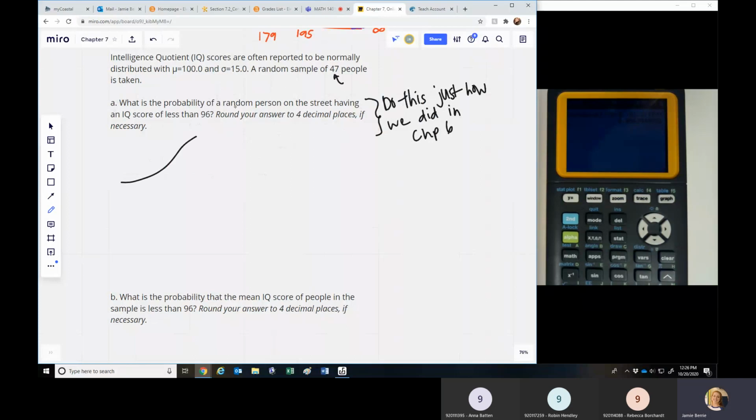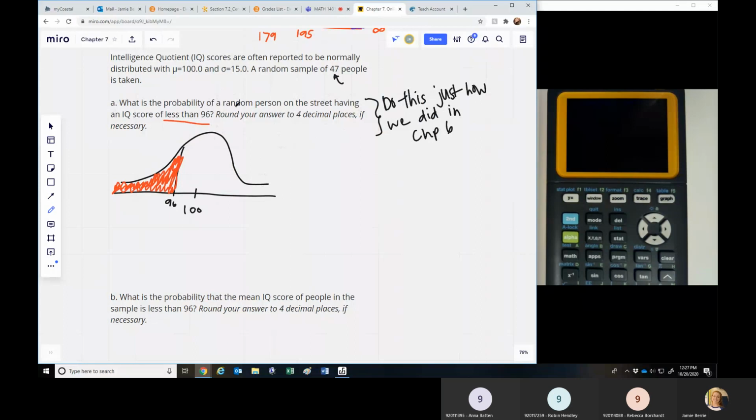All right, so I'm going to go ahead and draw my picture. Mean goes in the middle. Mean is 100. Mark your number of interest, which is 96. Draw a line straight up. They were asking for the probability that someone on the street has an IQ score of less than 96. So less than, shade to the left. Think of this as a number line. These would be all of the scores that are less than 96. So this would be the probability that someone's IQ is less than 96.